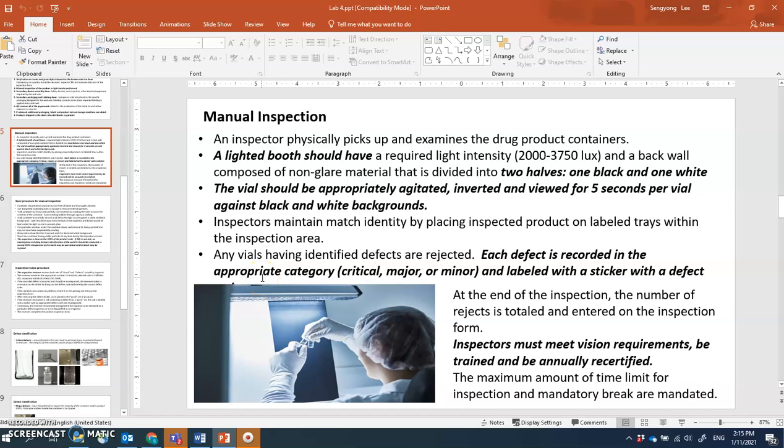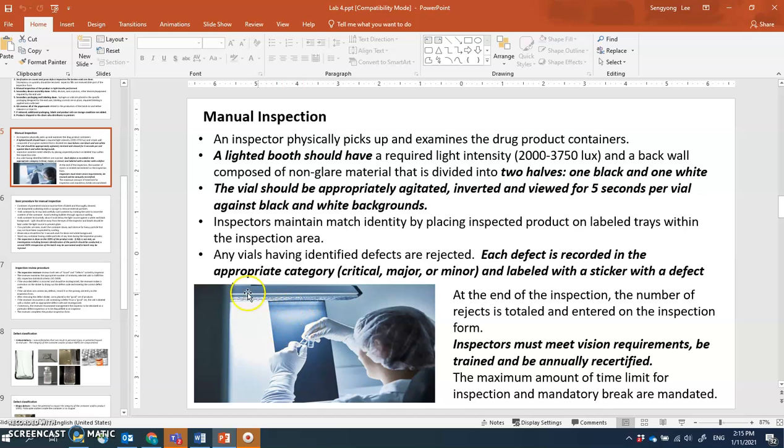So let's talk about the manual inspection process itself, because this lab is about that. There's an inspector sitting in front of the light booth. The inspector will physically pick up the vials or syringes and examine the drug product against the light. That's what's going to take place, just like this picture. Here's the inspector, looking at the drug product against the light.